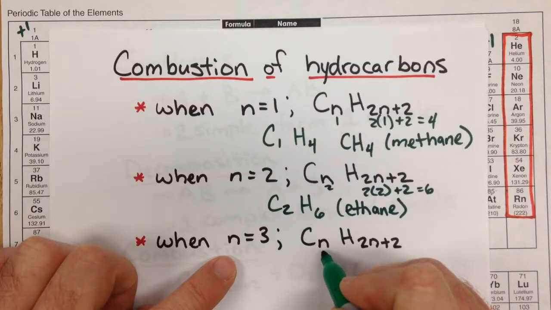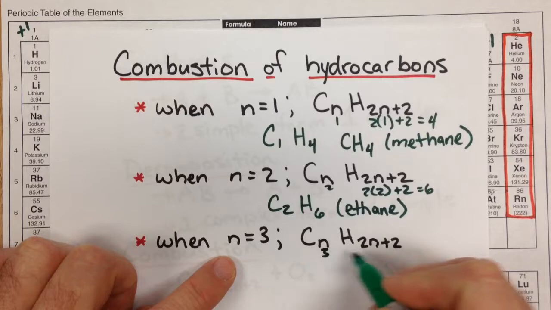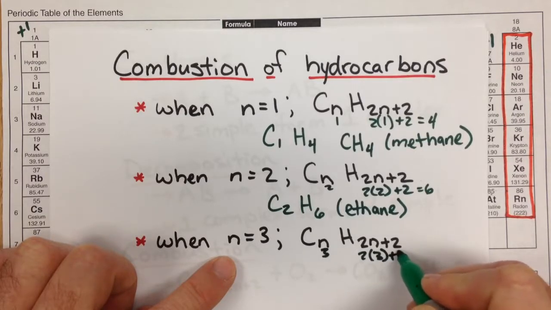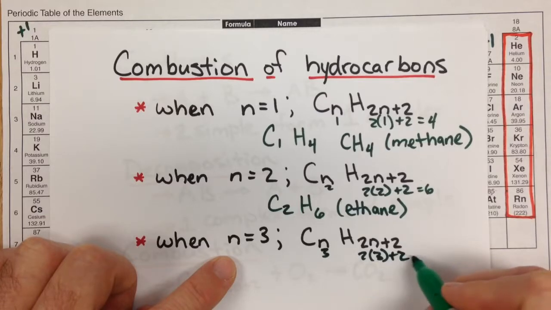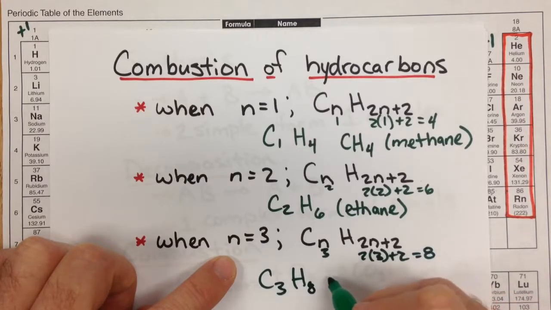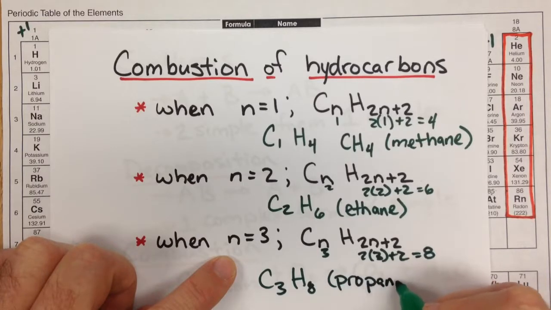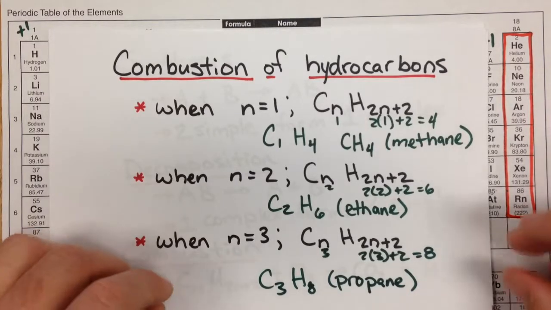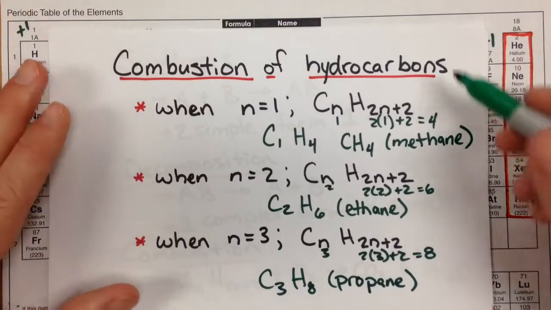Next, last example here, C3H2 times 3 plus 2. 2 times 3 is 6, plus 2 would be 8. So it would be C3H8. And this is your propane. It's very possible, very likely, that you might have a propane grill or have seen a propane grill before. All right. So these are hydrocarbons.